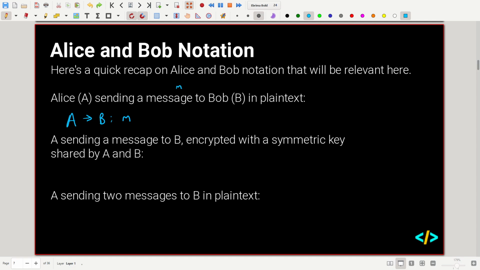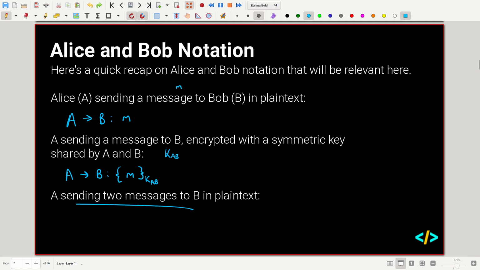Okay. Now, another thing we want to represent: A sending a message to B, encrypted with a symmetric key shared by A and B. So let's say this key is called KAB to show that it's shared between A and B. Now, we can represent this. Hopefully remember we can use these braces to represent that. So if M is the message, then whatever's the subscript here is what we're encrypting it with. And this is symmetric encryption. So if we encrypt it with KAB, then we can also decrypt it with KAB. And only someone who knows this key can decrypt the contents of this.